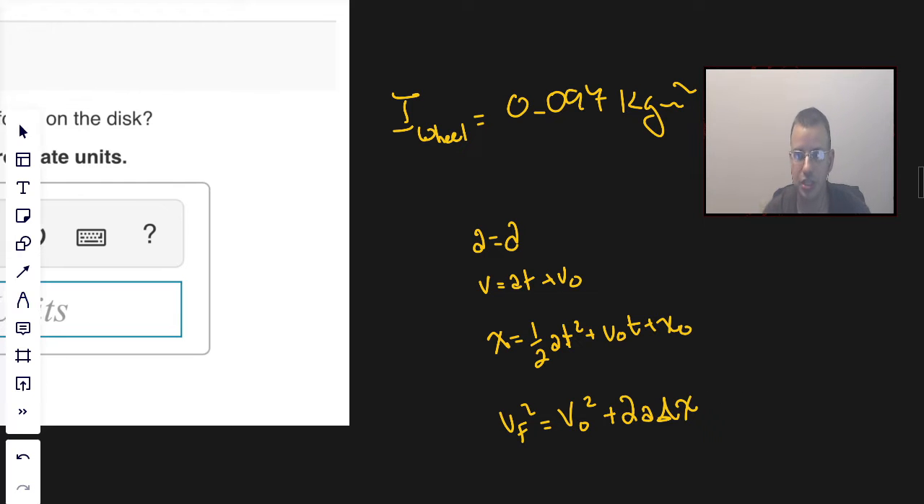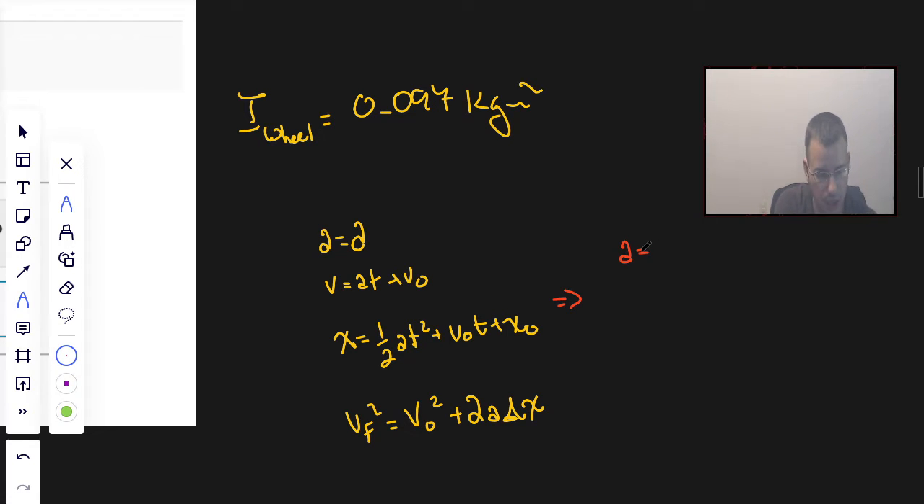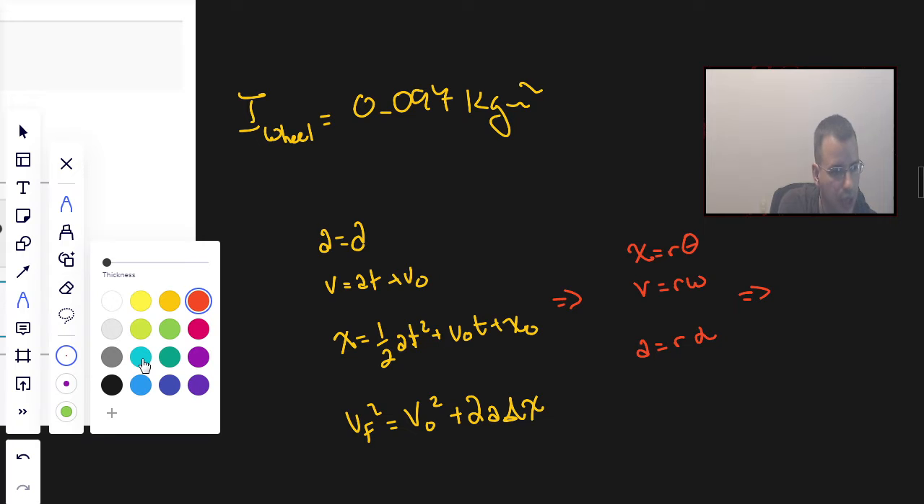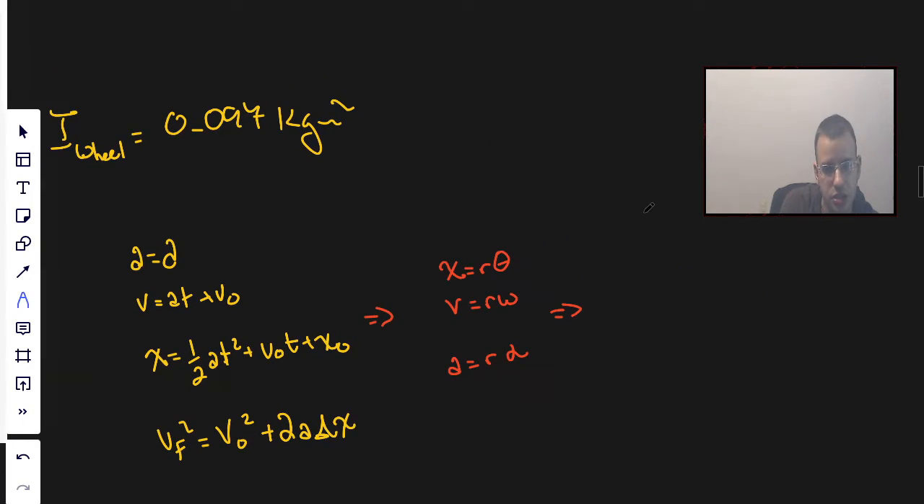But we're not really interested here in linear. We want angular. And so we're going to look at the relationship between angular and linear. So X equals R theta, V equals R omega, and A equals R alpha. So, okay, that works well. Now we're going to take that and rewrite our kinematic equations using angular.